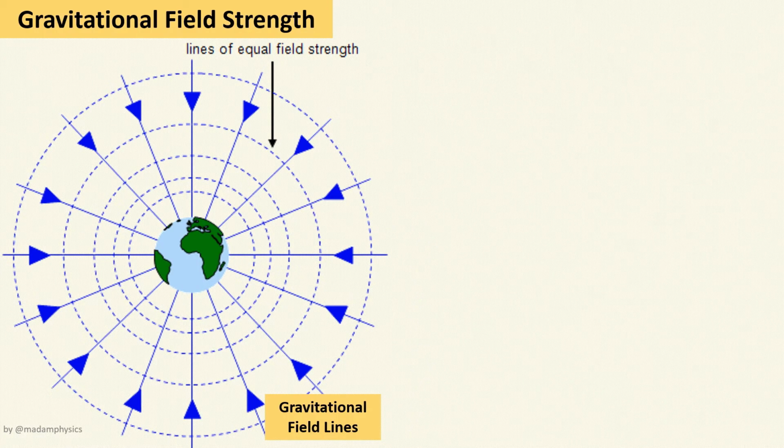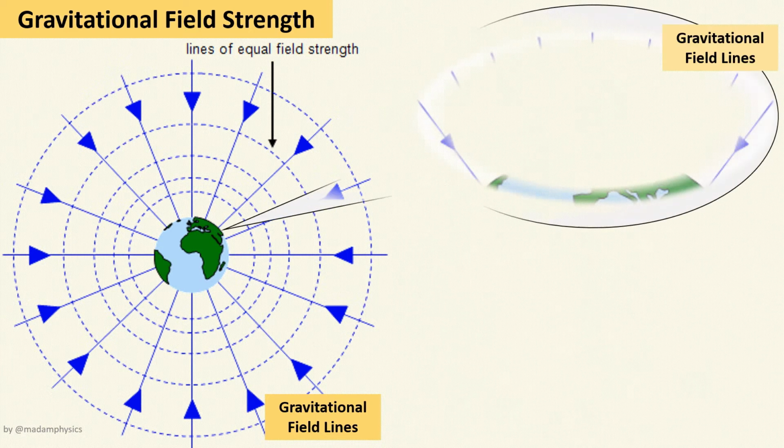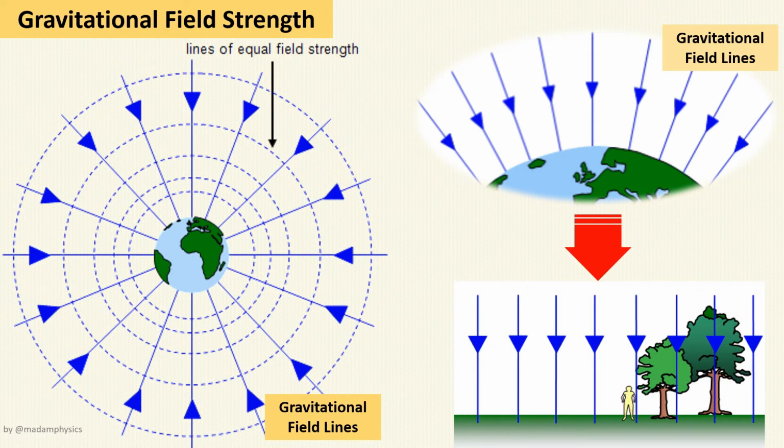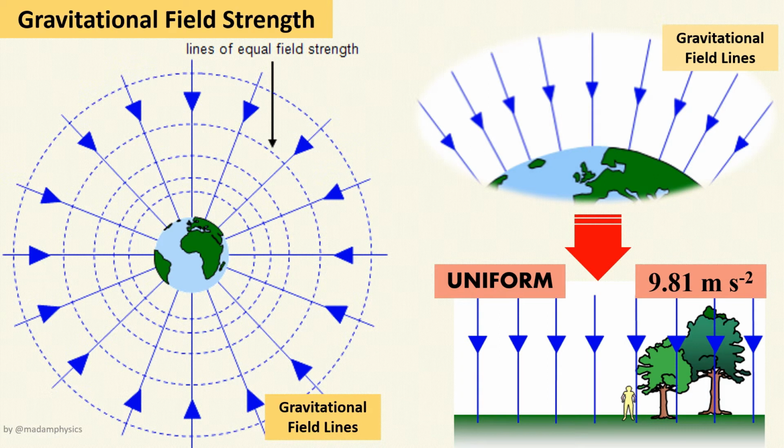Before we go any further, let's recap about the gravitational field strength. We know that for a massive spherical body, for example the Earth, the gravitational field lines are equally spaced and directed radially inwards towards the center. You can see that at the surface of the Earth, the gravitational field lines are almost parallel. If we could observe the field lines near the surface of the Earth, we could see that the lines are equally spaced and parallel to each other. It shows that the gravitational field strength is uniform near the surface of the Earth and constant in magnitude, which is 9.81 meter per second squared.